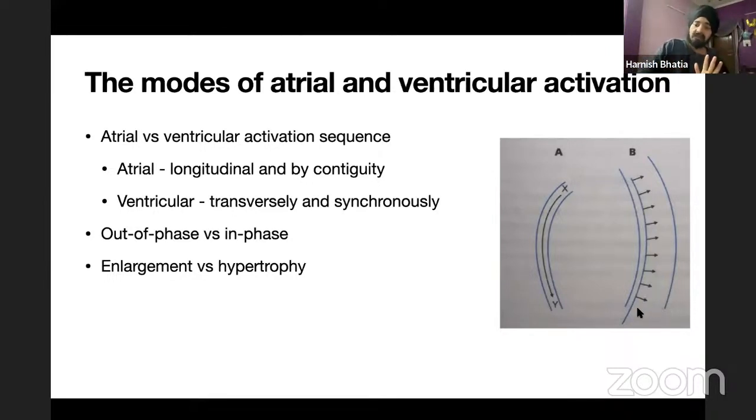Because the ventricular activation sequence is transverse, it can tell us about the hypertrophy. Increase in cell size is cellular hypertrophy, Prithviraj. But we're talking about chamber hypertrophy. What is chamber hypertrophy? Chamber hypertrophy is increase in the thickness of the wall of the ventricle. Okay.